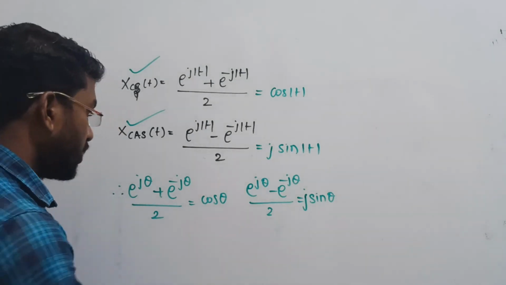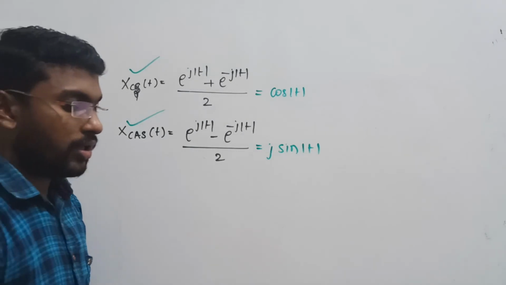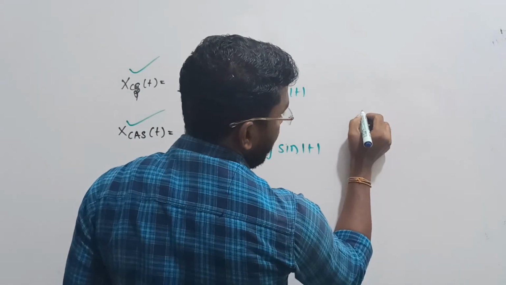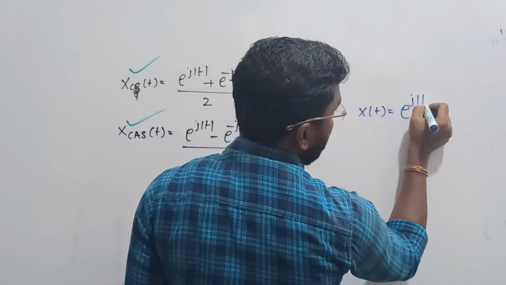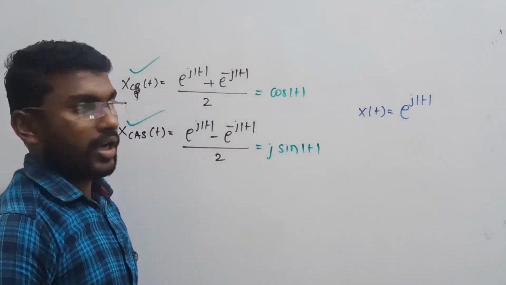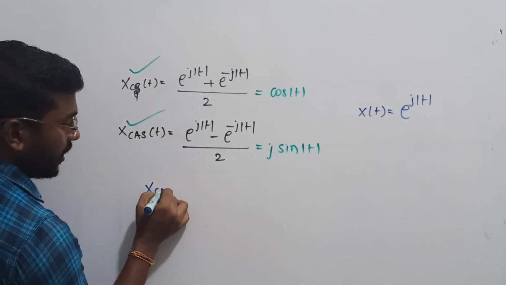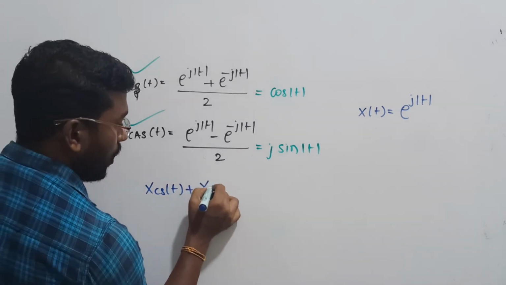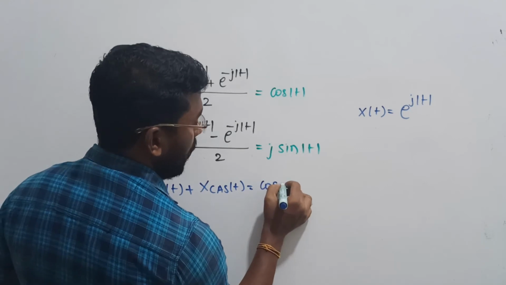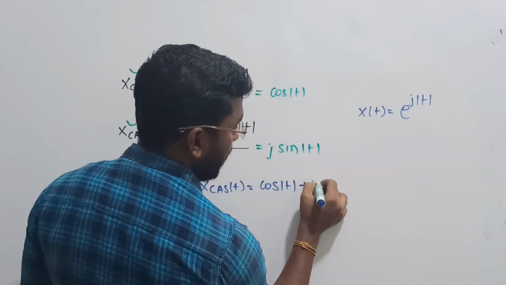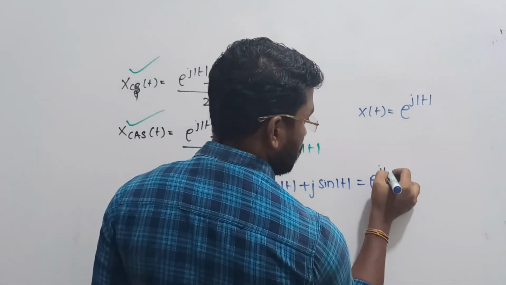Now, the conclusion: is it true for our given signal, e power j theta? The example I took was x of t equal to e power j mod t. Let me combine them. If I write the conjugate symmetric part of the signal plus the conjugate anti-symmetric part of the signal, it is cos of mod t plus j times sin of mod t, which should be equal to e power j times mod t.